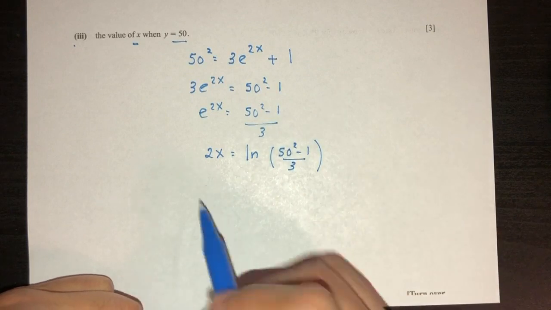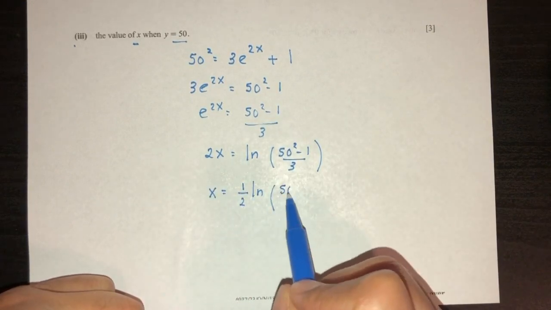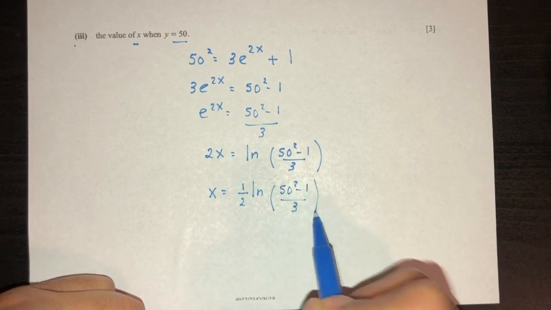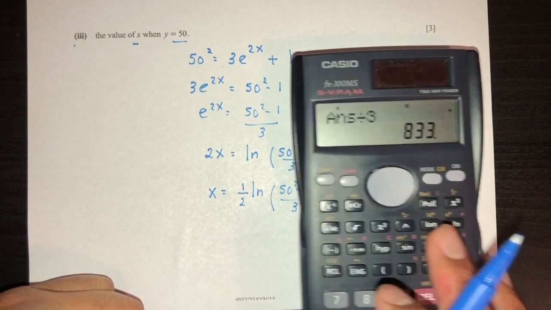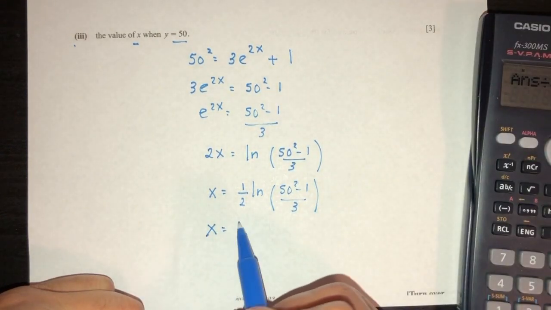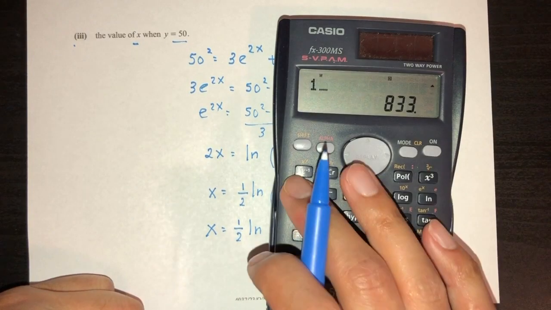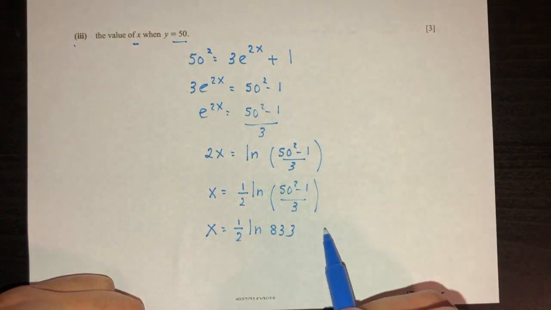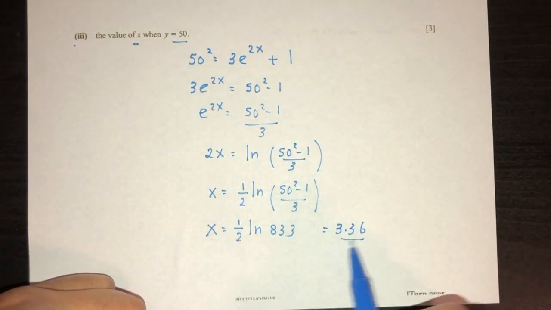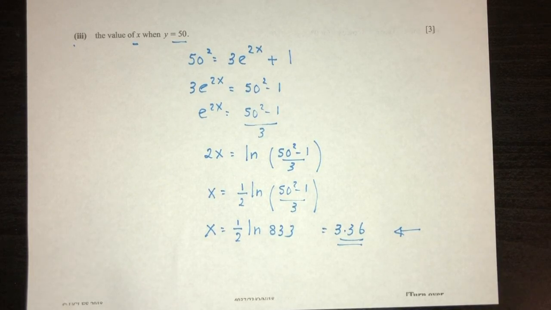Okay? So finally, x has to be half of ln of this value. So let's find out what that is. 50 squared minus 1, divided by 3. That will be this value. Half of ln 833. So let's do half of ln answer. That should be 3.36. So 3.36 will be your value of x, correct to 3 significant figures. And that will be your question number 8.